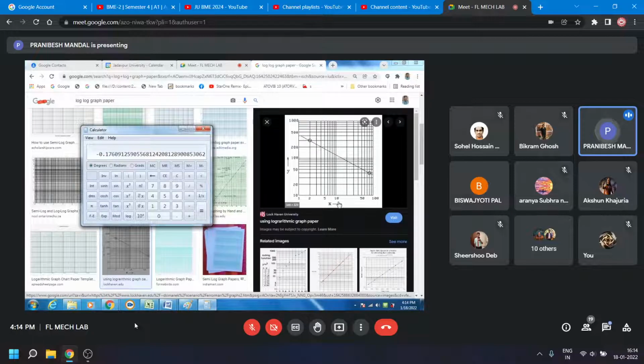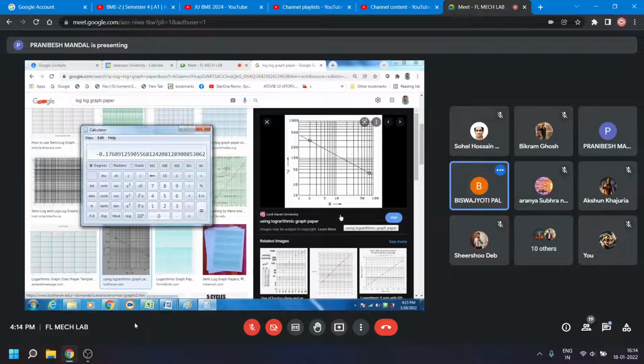Can you predict what is the next one? What will this be? 20. Why? Because log 20 minus log 10 is equal to log 2 minus log 1. So this distance and this distance must be equal. Yes or no? Yes, sir. What is the next cycle going to be? 200, 300 up to 1000, right?